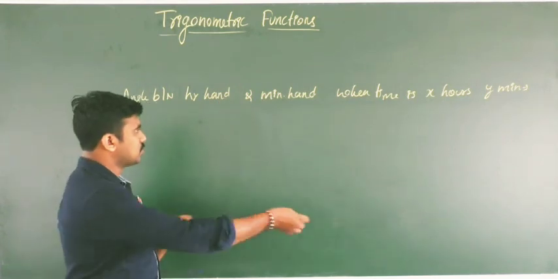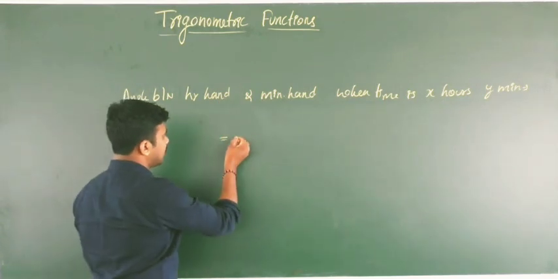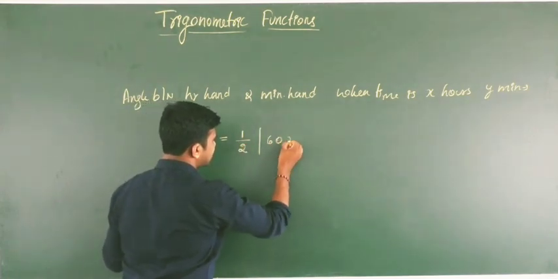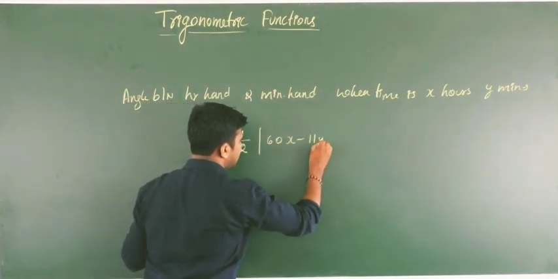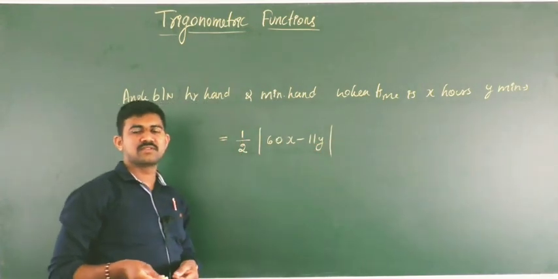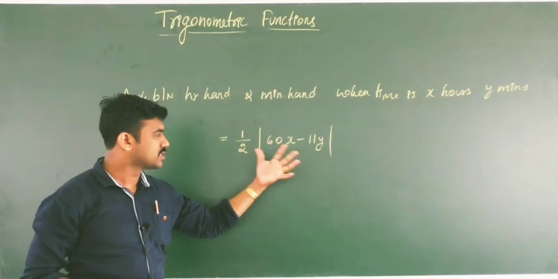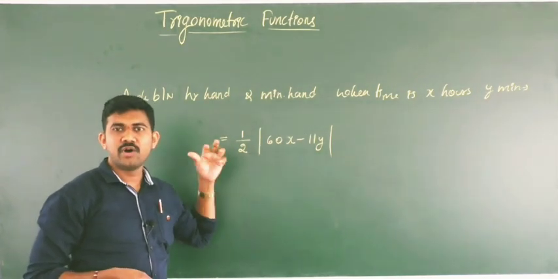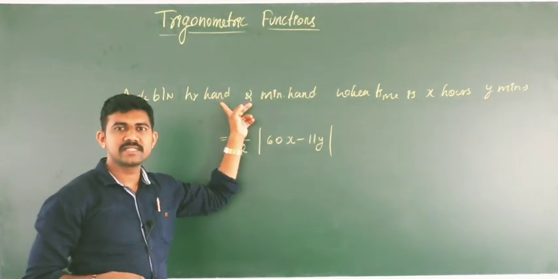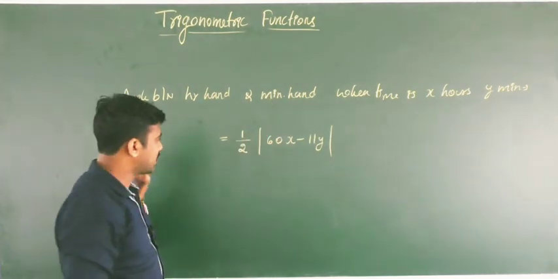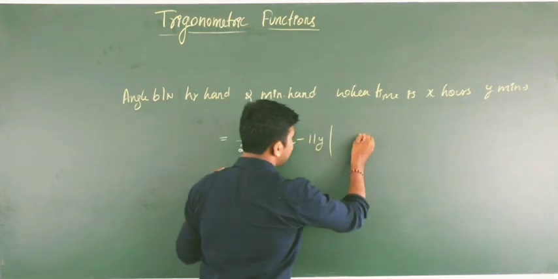To find that, we have a direct formula you can use, that is half into the modulus of 60x minus 11y. You can use this formula to find the angle very easily in a competitive exam. The angle between the hour hand and minute hand you can find by using this formula. In terms of degrees you will get it.